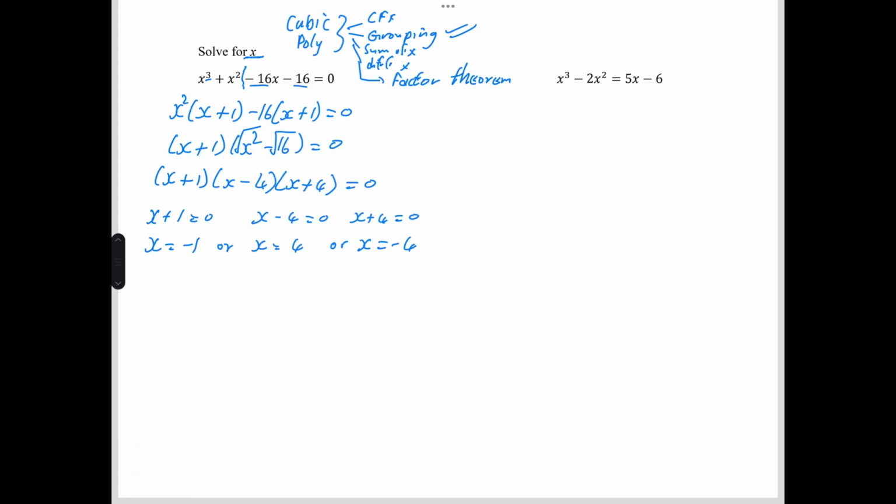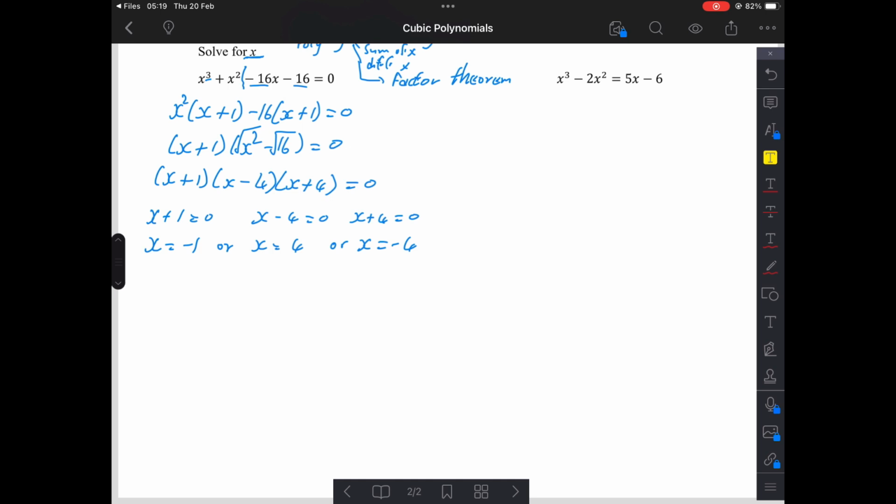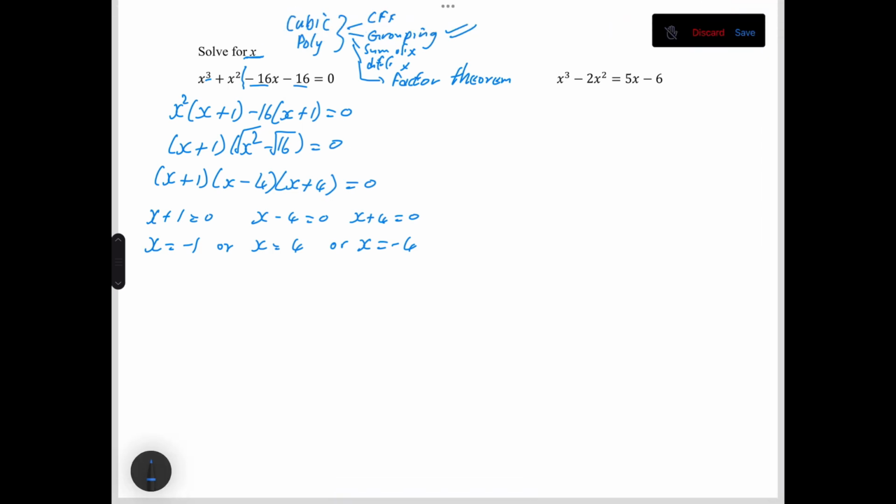Okay, then the next one, you can pause the video here and try this second one on the right. Okay, so when you look at the second one on the right, is it common factor? It's actually factor theorem. So we can use factor theorem here. First we're going to transpose everything to the left hand side: minus 5x plus 6 equals 0. And now we're going to use the factor theorem to actually find the value of the first bracket, right?